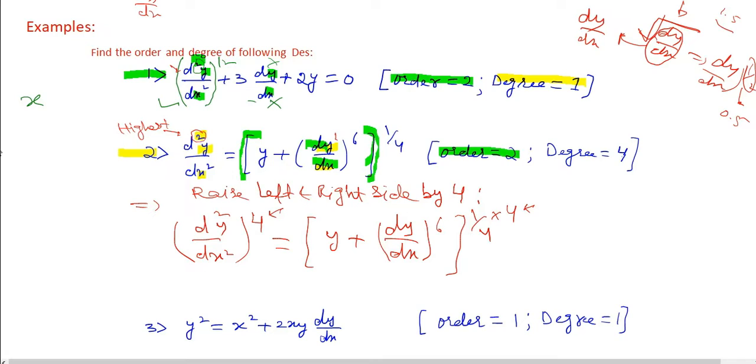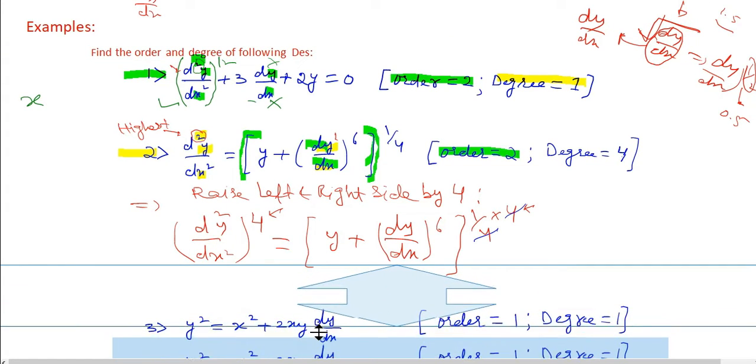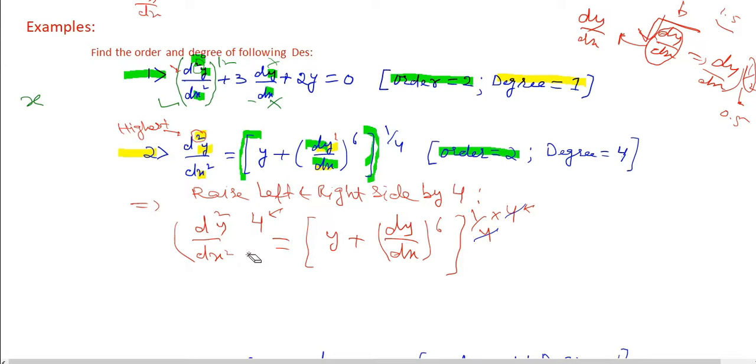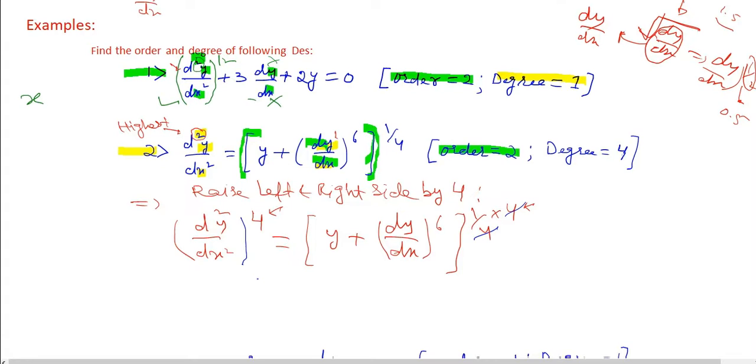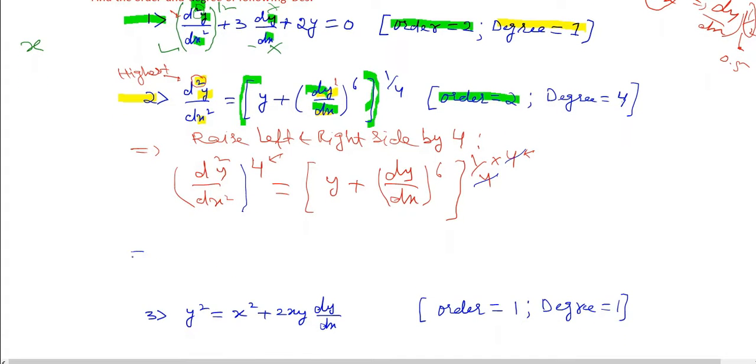Now this 4 and 4 cancel out. Let me show you in this color. This 4 and 4 cancel out, so what are we left with? Okay, now here what we get: d square y by dx square power 4 is equal to y plus dy by dx power 6, right? This 4 and 4 cancel.